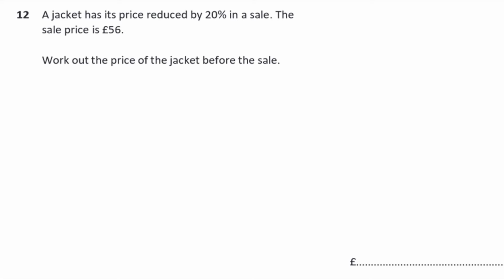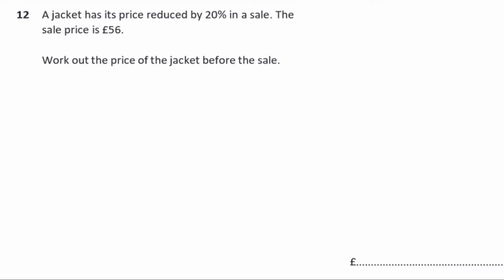Question 12. A jacket has its price reduced by 20% in the sale. The sale price is £56. Work out the price of the jacket before the sale. Okay, so I'm going to use a fairly similar method to the last question here. I'm going to kind of chunk it.